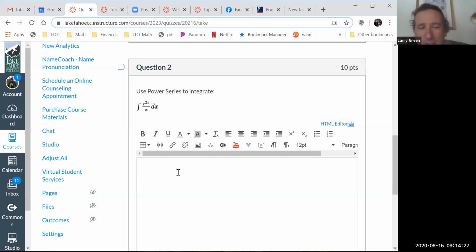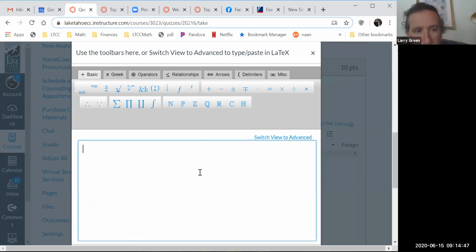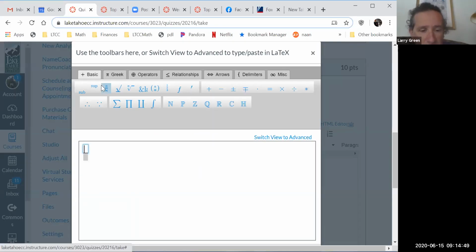I hope nobody tried to use last quarter's stuff, because you can't do it. This is one of these impossibles. But with power series, you can do anything. As long as you can take derivatives, you can do anything. What we need to do is find the power series for e to the 2x over x. So let's write down e to the 2x over x.